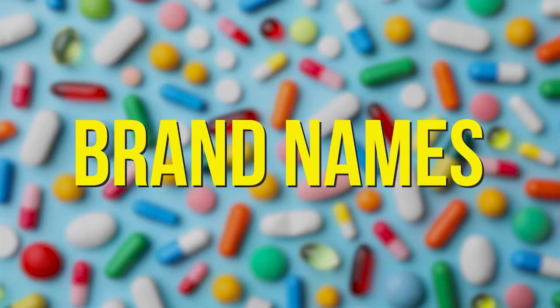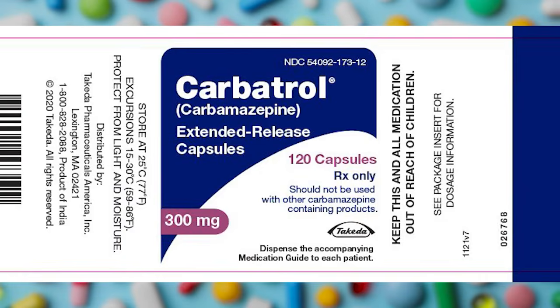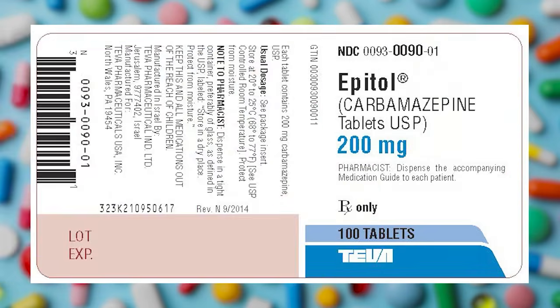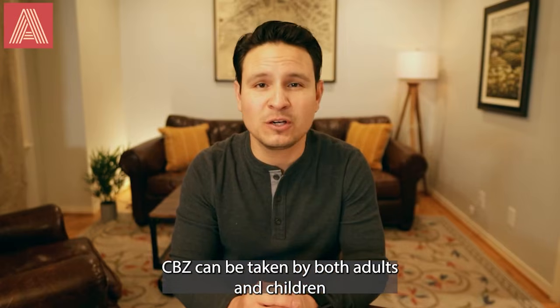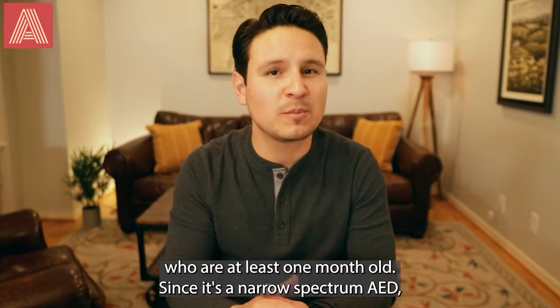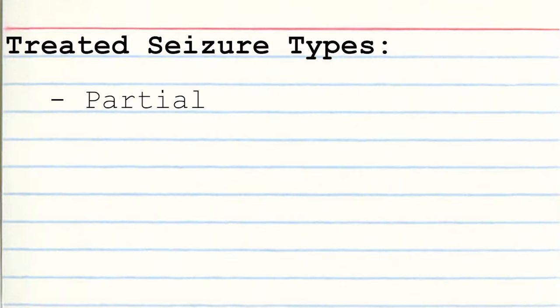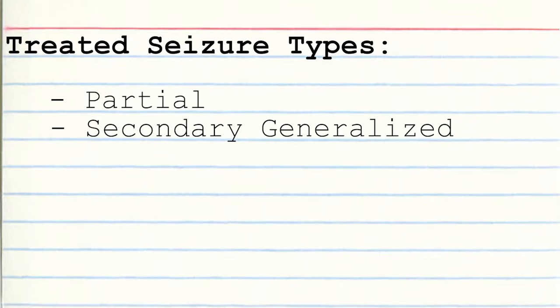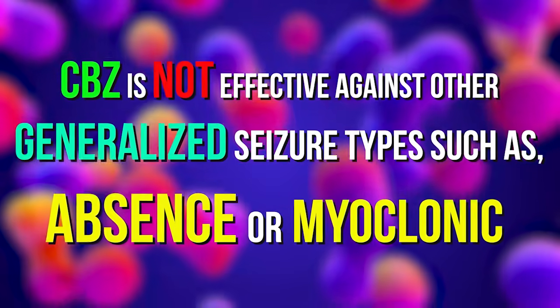Brand names. Brand names for CBZ are Tegretol, Tegretol XR, Carbatrol, Epitol, and Equetro. CBZ can be taken by both adults and children who are at least 1 month old, and since it's a narrow spectrum AED, it is used to treat a specific seizure type such as partial seizures, secondary generalized seizures, and tonic-clonic seizures. It's important to note that CBZ is not effective against other generalized seizure types such as absence seizures or myoclonic seizures.